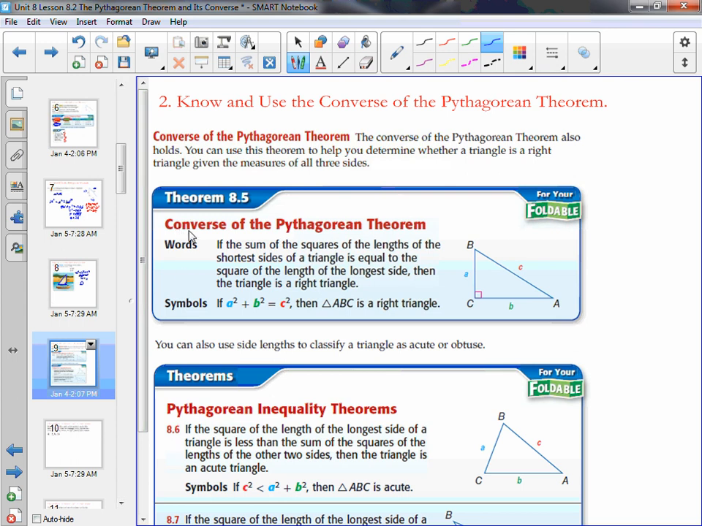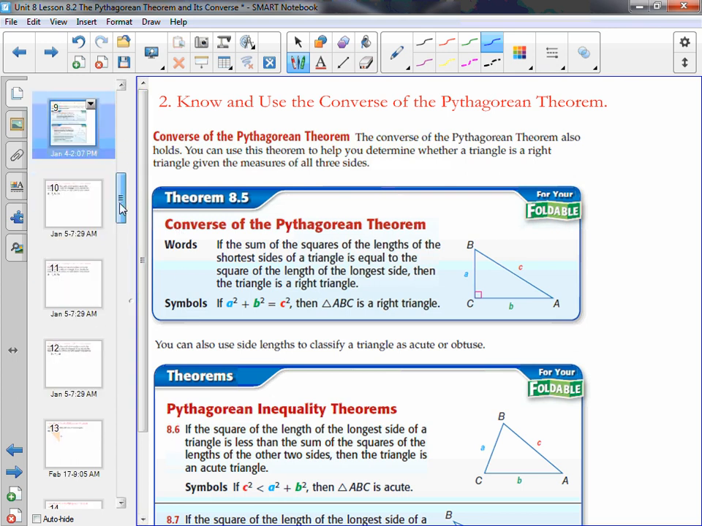All right, now the converse of the Pythagorean Theorem says this. If the sum of the squares of the lengths of the shortest sides of a triangle is equal to the square of the length of the longest side, then the triangle is a right triangle. So in other words, if it works out that one leg squared plus the other leg squared equals the hypotenuse squared, it's got to be a right triangle.